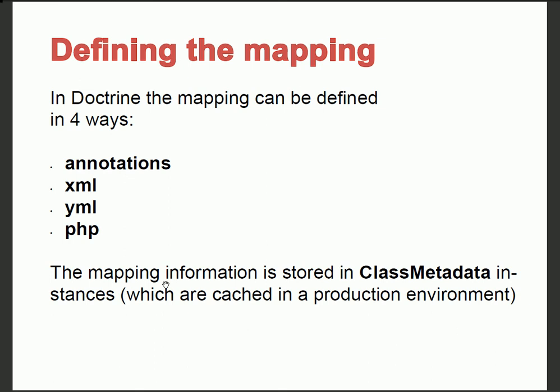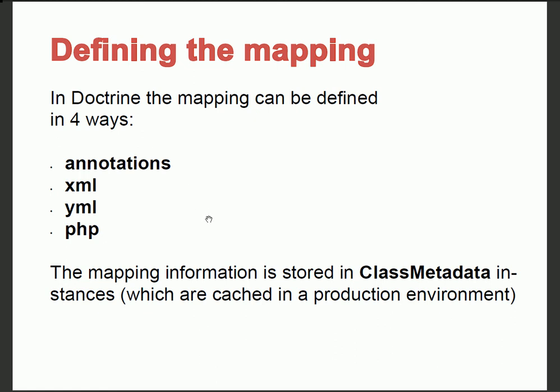First, the mapping layer has to know how the mapping is done. In Doctrine, that mapping is done in a metadata object, a class metadata object, and the class metadata object can be cached in a production environment. The way you input those data in that class metadata object can be different. There are 4 different ways to input it.